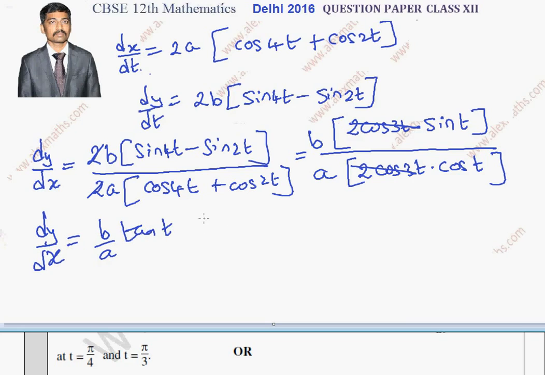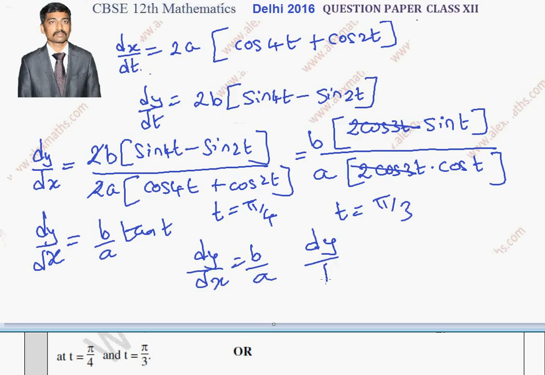Now in the question they are asking two parts. One is when t is equal to pi by 4. So when t is equal to pi by 4, then dy by dx will become b by a, because tan pi by 4 is 1. Then at t is equal to pi by 3, dy by dx is b by a into root 3, because tan pi by 3 is root 3.